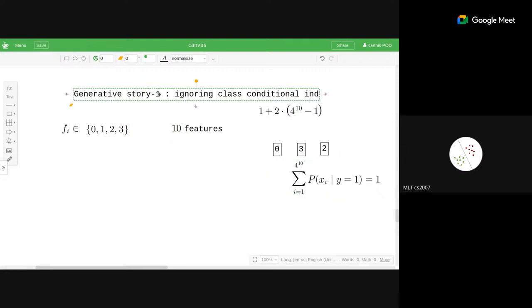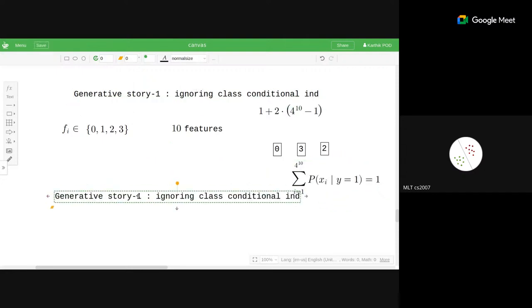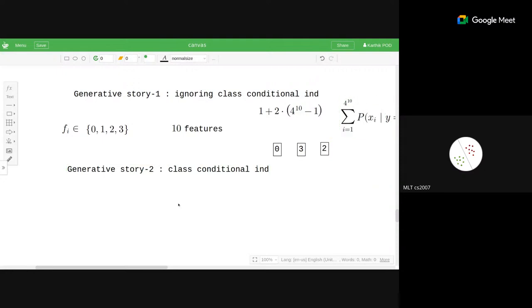Now if I use generative story 2, where I use the assumption, I'm not ignoring it, but I'm assuming class conditional independence. How many parameters will you have then? So how many coins do you need? It's not a coin in this case, it's a dice, more of a dice, less of a coin.